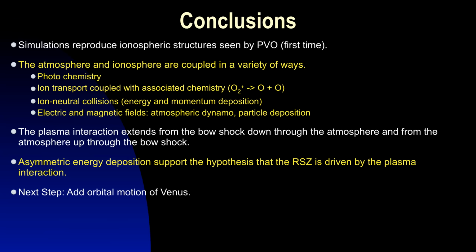Asymmetric energy deposition supports the hypothesis that the super-rotating upper atmosphere is driven by the combination of the plasma interaction and the orbital motion. And so our next step is to add the orbital motion of Venus.